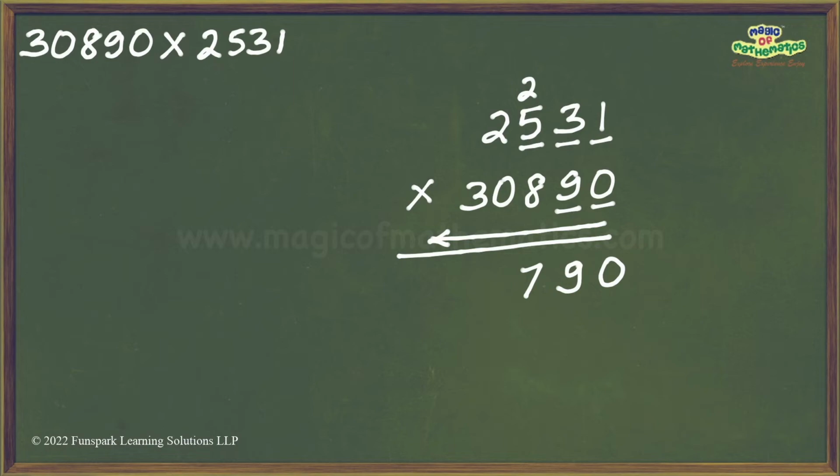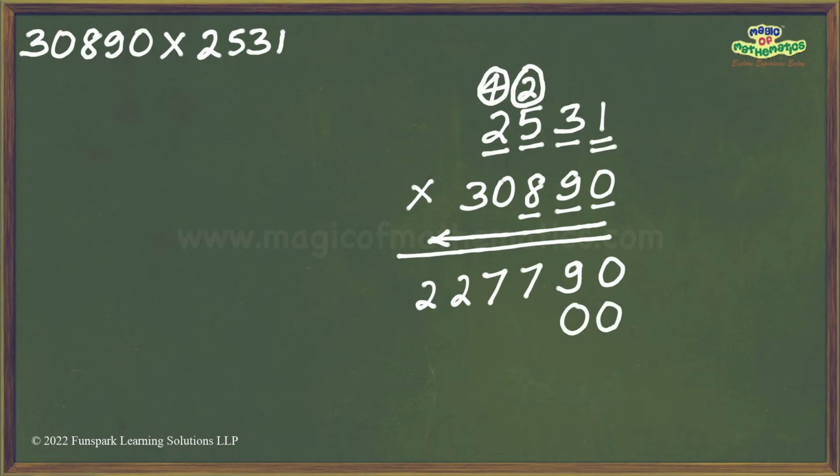9 times 5 is 45. Adding this 2, I get 47. I retain 7 and carry forward 4. 9 times 2 is 18. Adding this 4, I get 22. Now it's time to move on to 8. But since we moved one place left, we need to add one more 0 compared to last time. So 2 zeros in total.